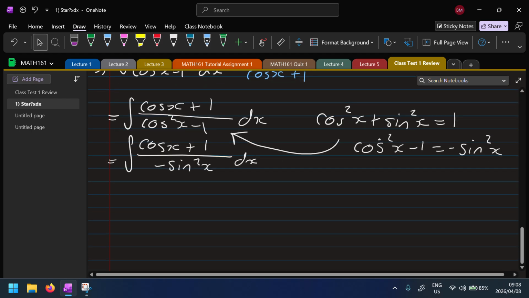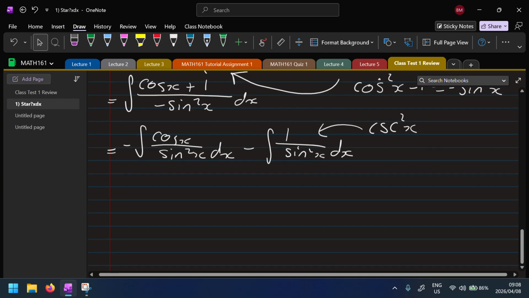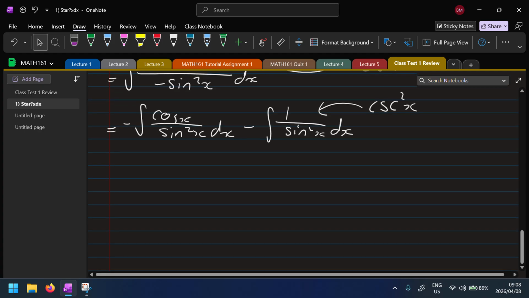We can split this up into two problems. So this will be minus the integral cos x over sine squared, minus the integral 1 over sine squared. Or if you want to write this as cosec squared, it's a bit easier to see what the answer is. Right, 1 over sine is cosec, so we have cosec squared.